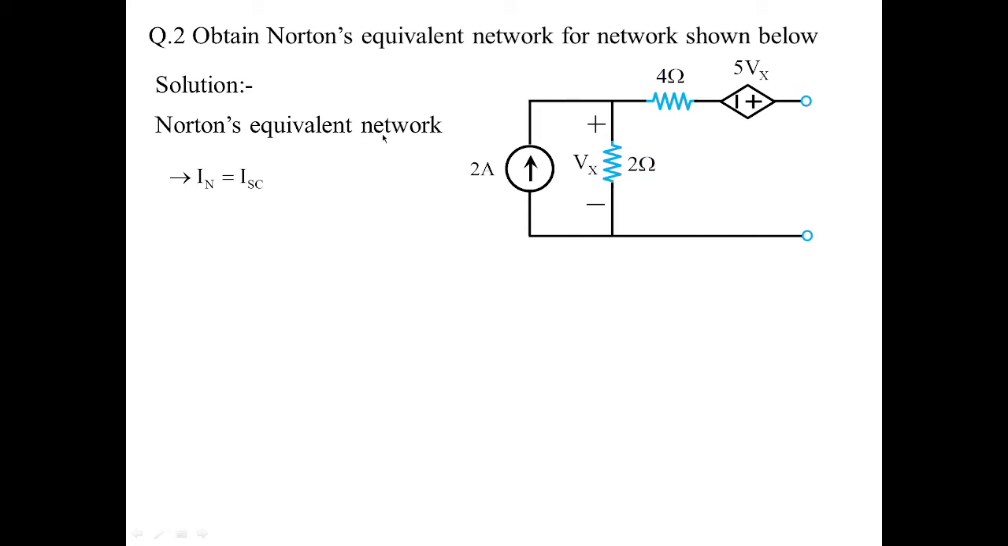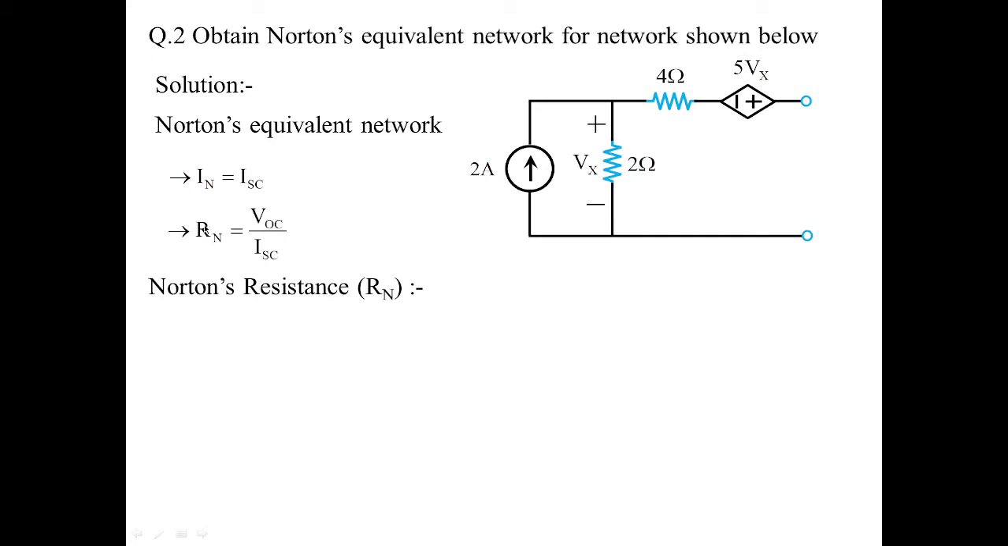To find out Norton's equivalent network, we need to find out the short circuit current, which is over here, and Norton's resistance. When you have dependent sources, the way in which we have followed Thevenin's theorem, the same thing we have to follow for Norton's theorem. Since we have a dependent voltage source, we have to find out the open circuit voltage across this terminal, and we need to find out the short circuit current. So the maximum voltage and the minimum current which is flowing across this terminal will give you the value of the resistance of that particular terminal.